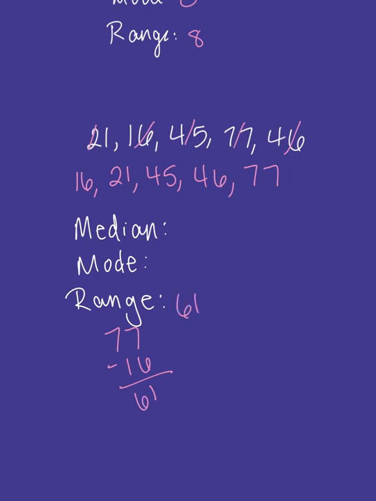My mode, the one you see the most often, there is none, so it is going to be none. And my median, cross one out, cross one out, cross one out, cross one out. There we go. I have an actual middle number, and that is 45.